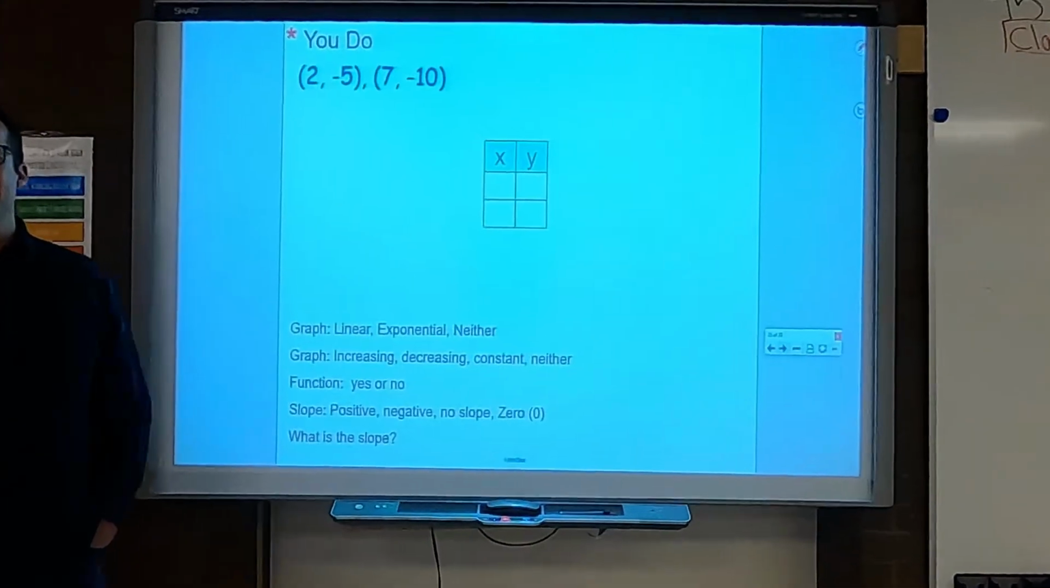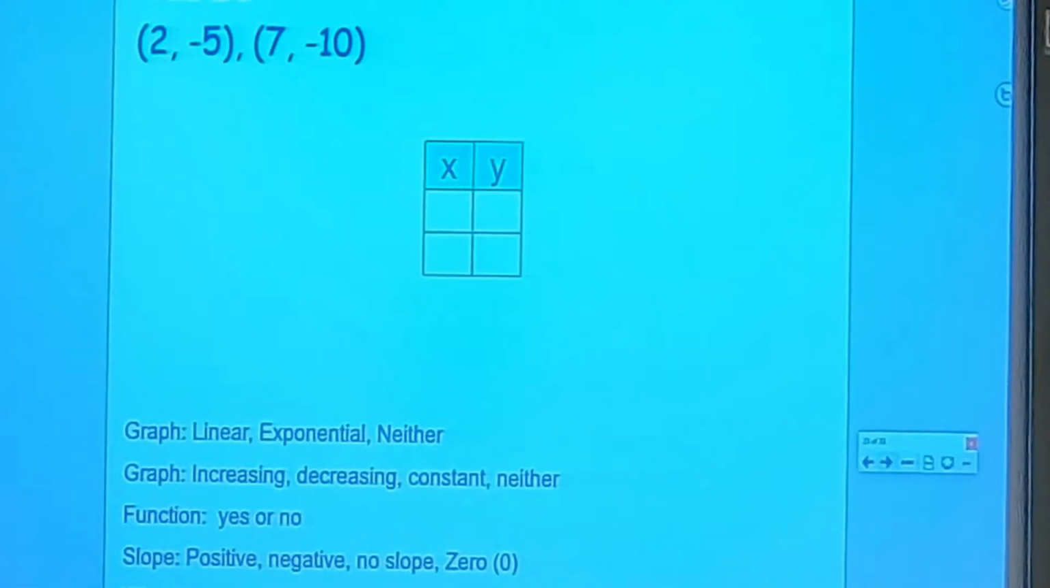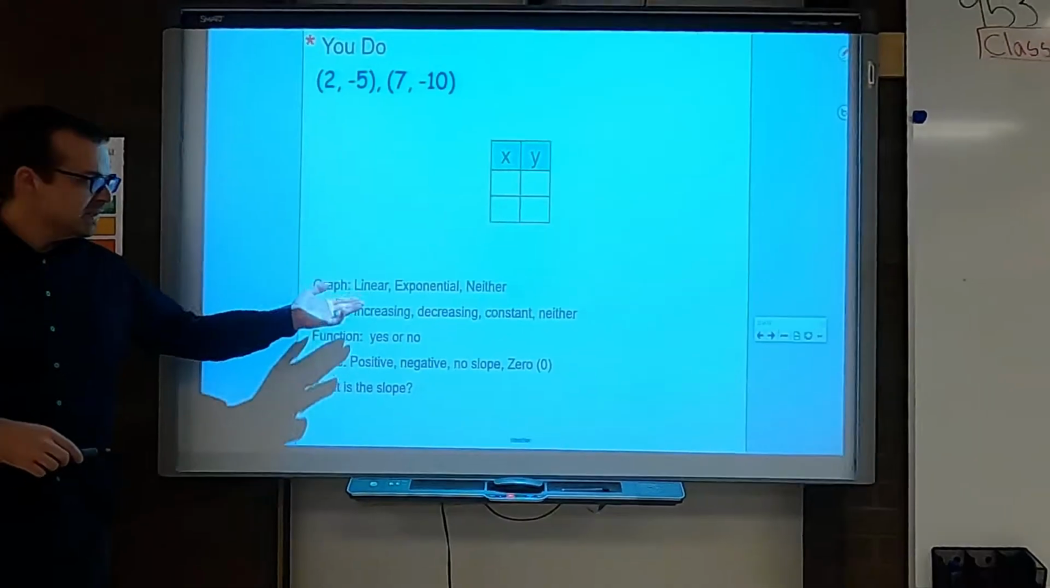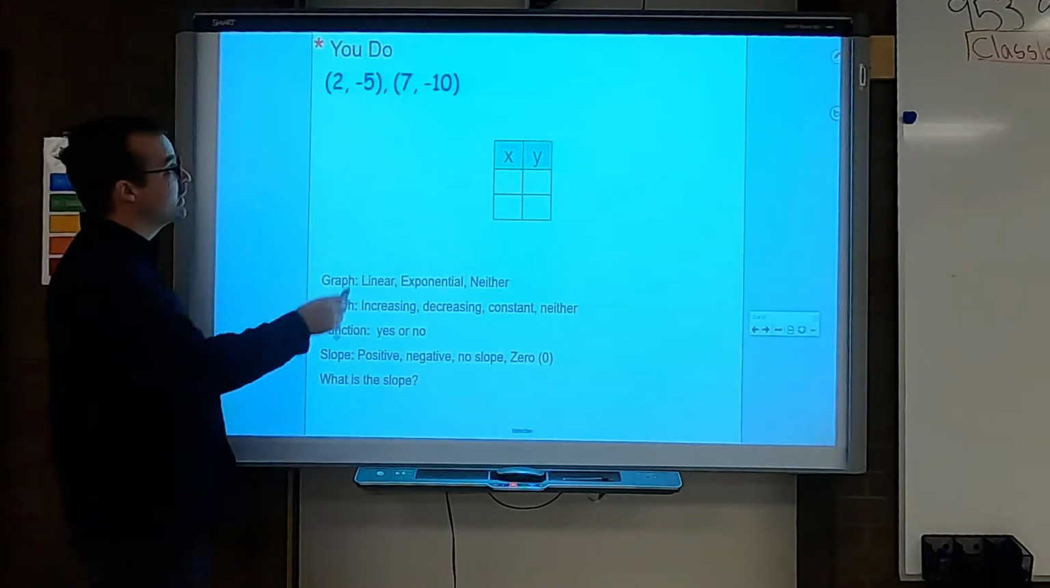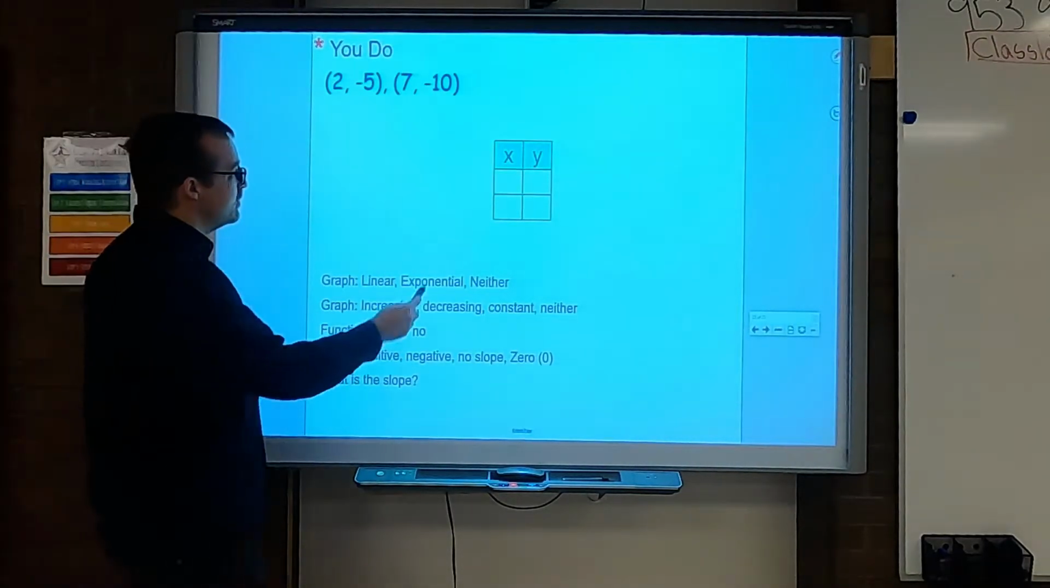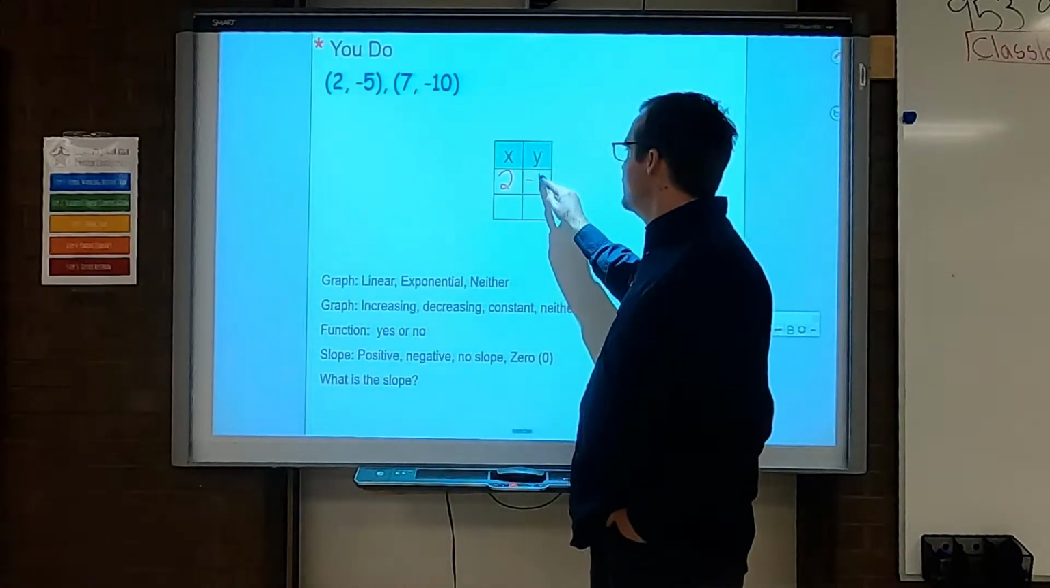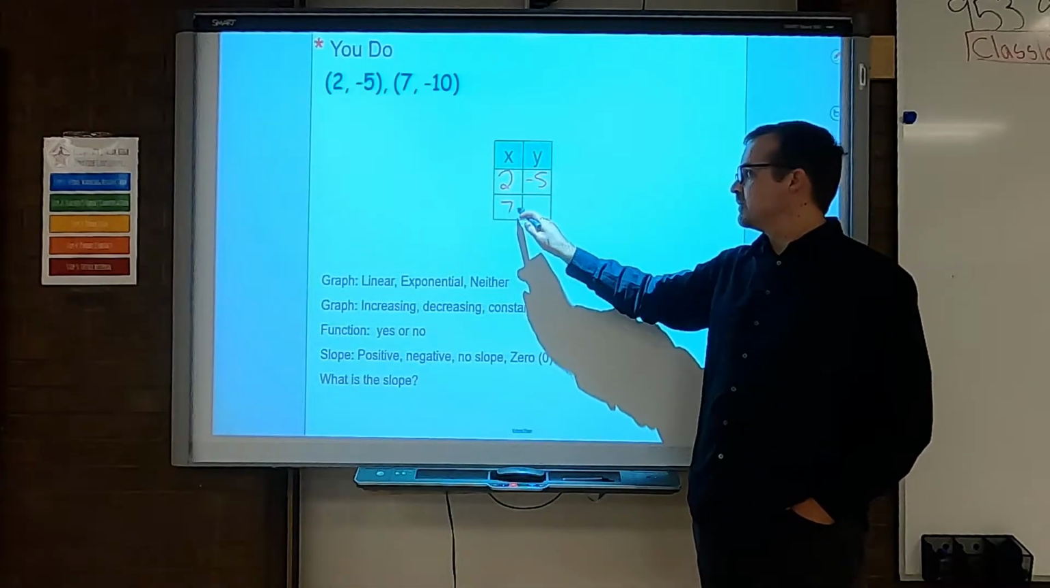All right, go ahead and pause the video and try this one. All right, so we have the 2, -5, and then the 7, -10. And we have to answer all these questions again. So is it linear, exponential, or neither? Can't really tell yet. Increasing, decreasing, constant, neither, and so on and so forth. I'm going to go straight to the table, substitute my values into my boxes here. 2, -5, and 7, -10.